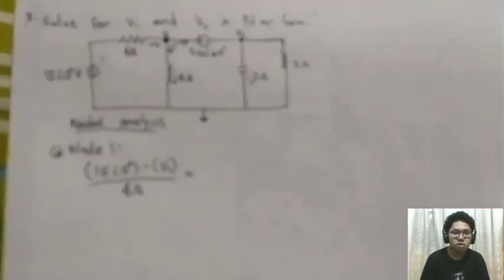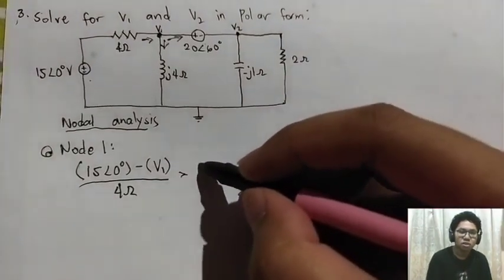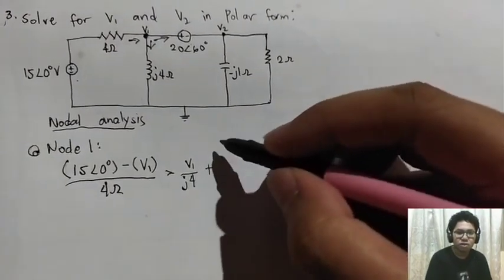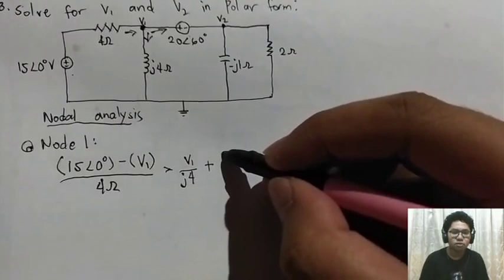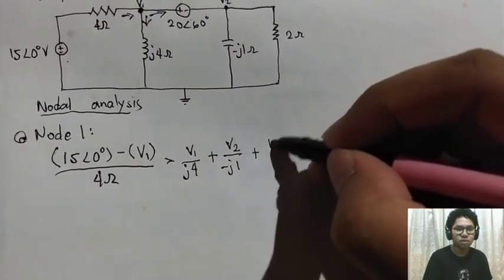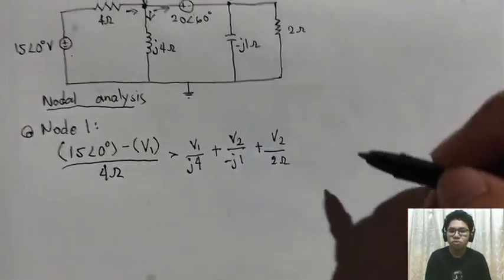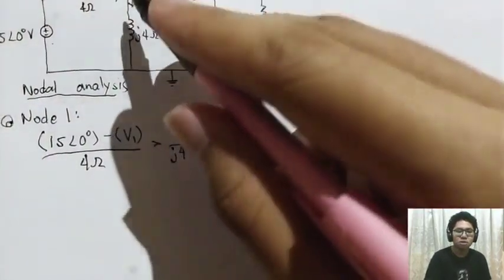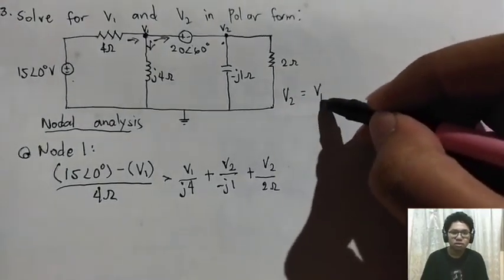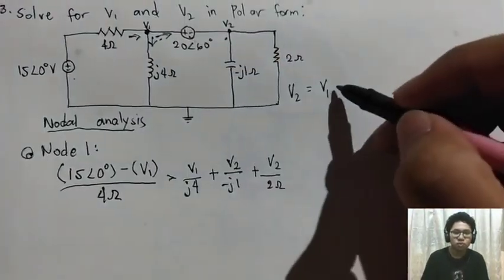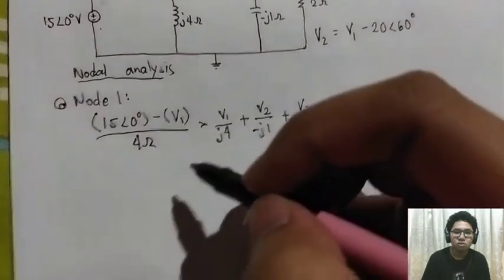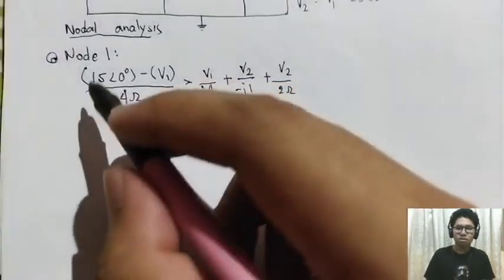So we will label which currents enter and leave the node. So we will assume that the current equal to V1 over J4 leaves the node, and another V2 over negative J1 leaves the node, and V2 over 2 ohms also leaves the node 1. We can say that the V2 is equal to V1 minus the voltage in the voltage supply because of the sign convention.